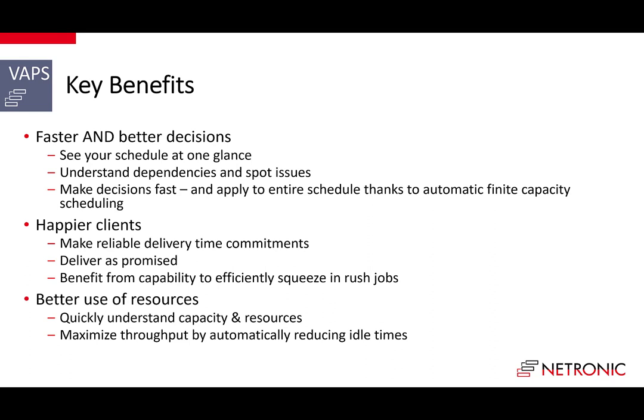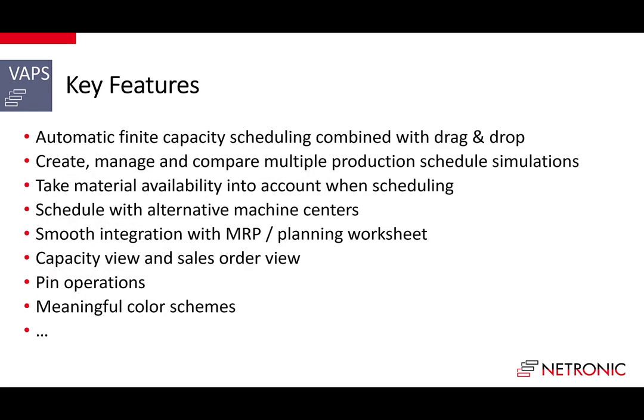And this brings me to the key features that make these benefits happen. The VAPS has a lot of features that make it outstanding. It is built on the rock-solid Business Central manufacturing foundation and enhances this foundation to provide an unprecedented scheduling experience. It comes with an automatic finite capacity scheduling engine. It lets you create multiple production schedule simulations. It takes into account material availability when scheduling. It schedules with alternative machine centers.